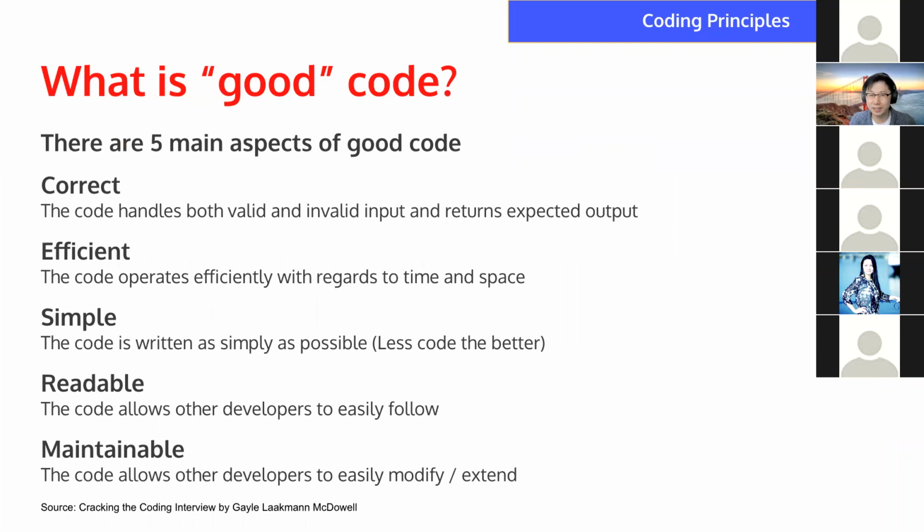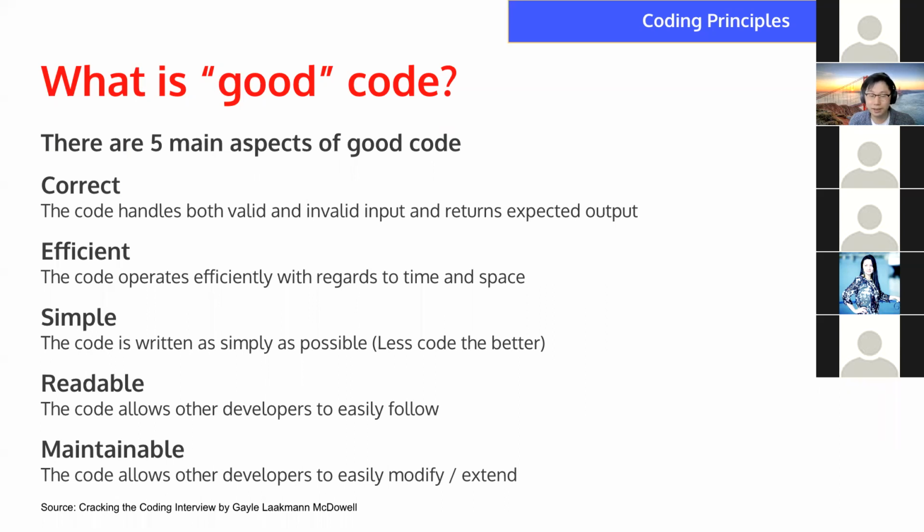So what is actually considered good code? As with anything, this is pretty subjective, but there are 5 main aspects of good code, according to the book Cracking the Coding Interview, by Gayle Laakmann McDowell. Sorry if I'm mispronouncing her name. This also stands true for any coding language, or if you ask any of the software engineers out there. So, to quickly go over those 5 main aspects.